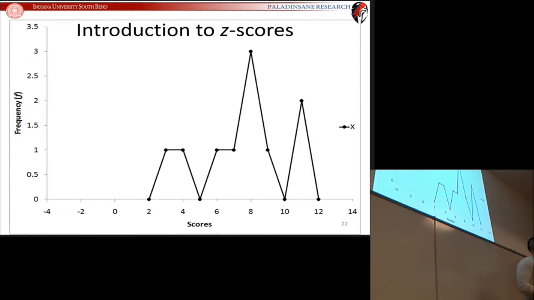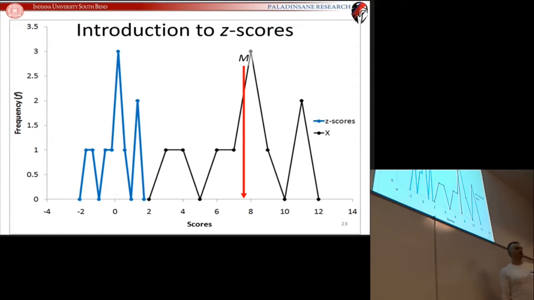So this is a frequency distribution of those scores that we just saw. This frequency distribution of raw scores here has a mean of about 7.5. What a Z-score does is it transforms these raw scores. It changes those US dollars into euros. It transforms these raw scores so that the new mean of your distribution is 0. So that's the first thing. It moves the center of your distribution to a mean of 0.